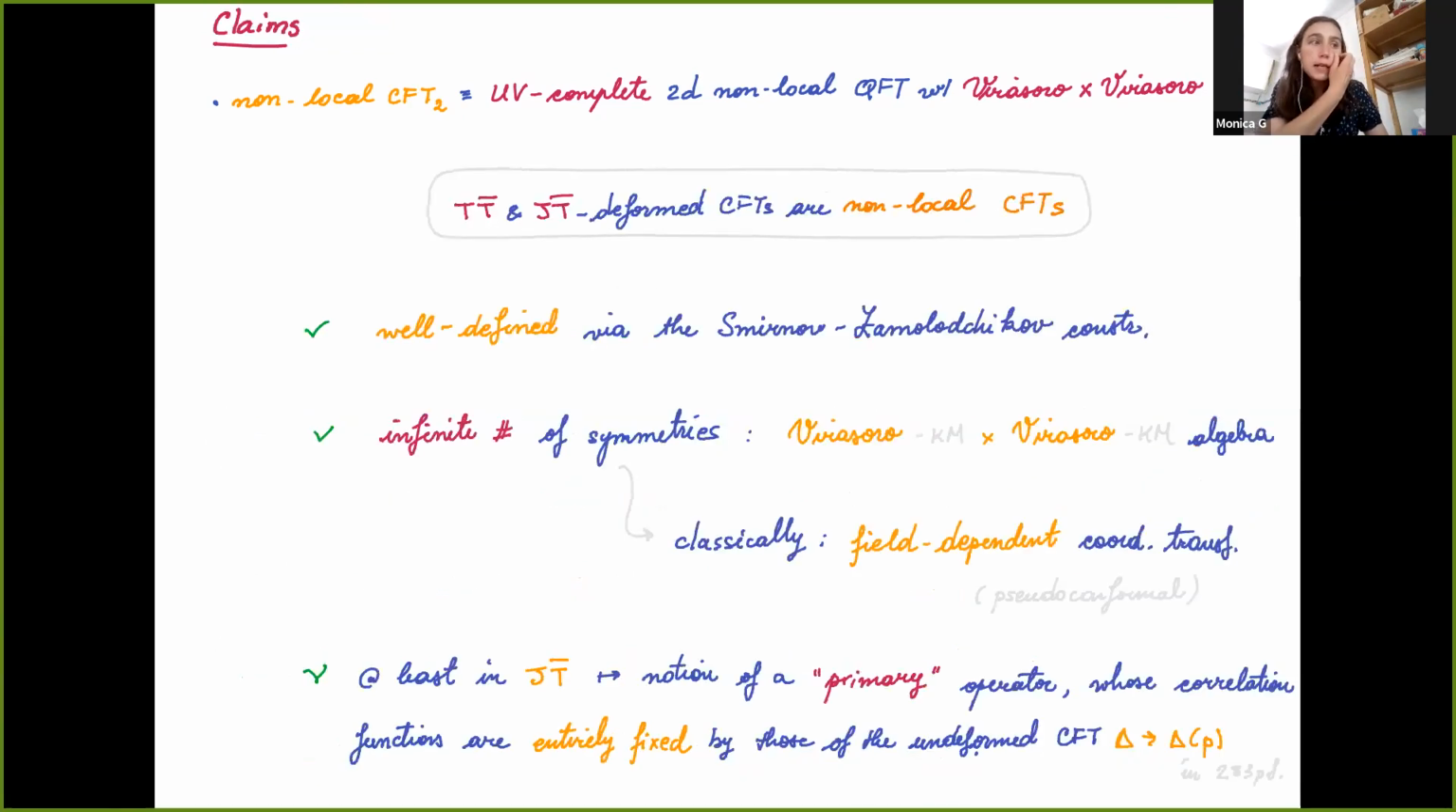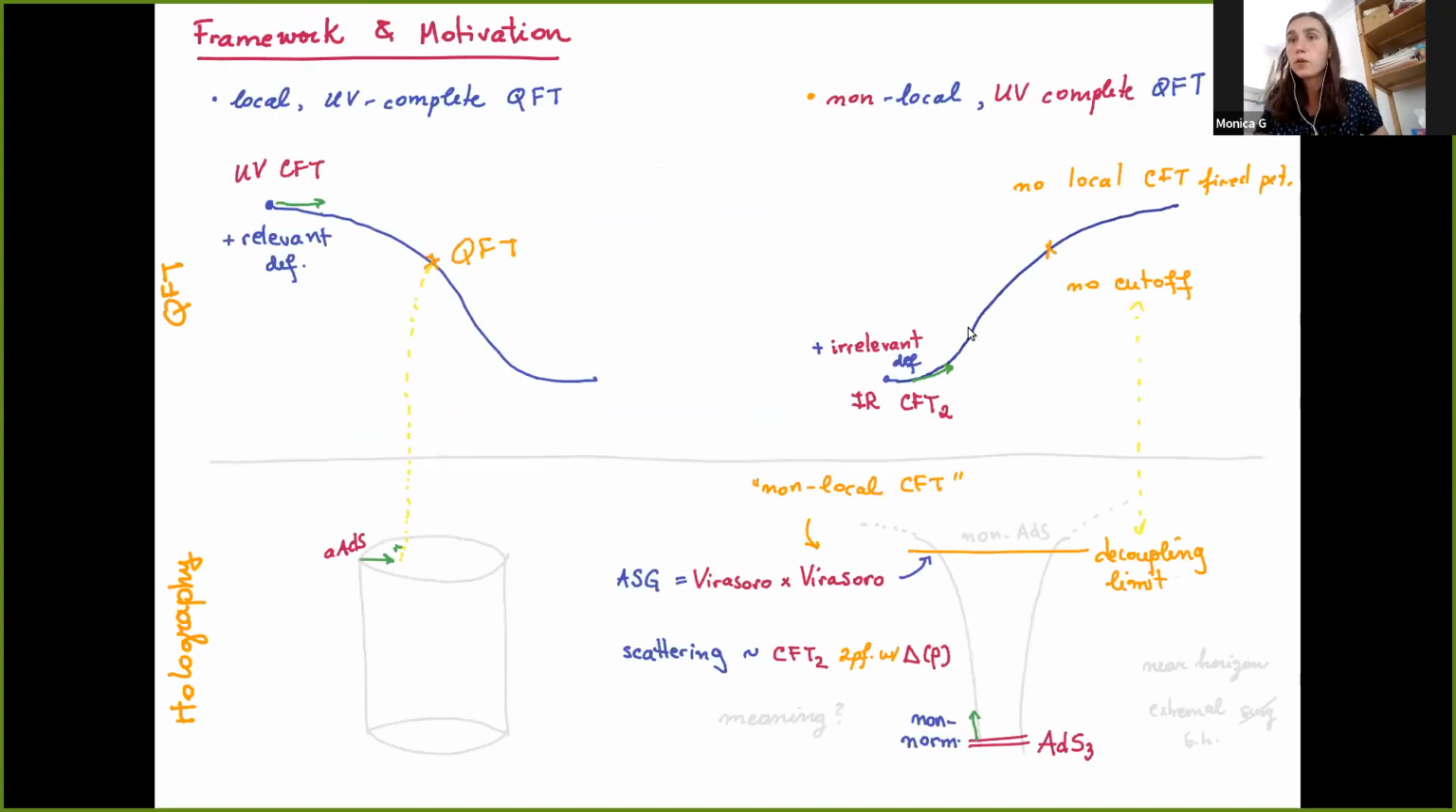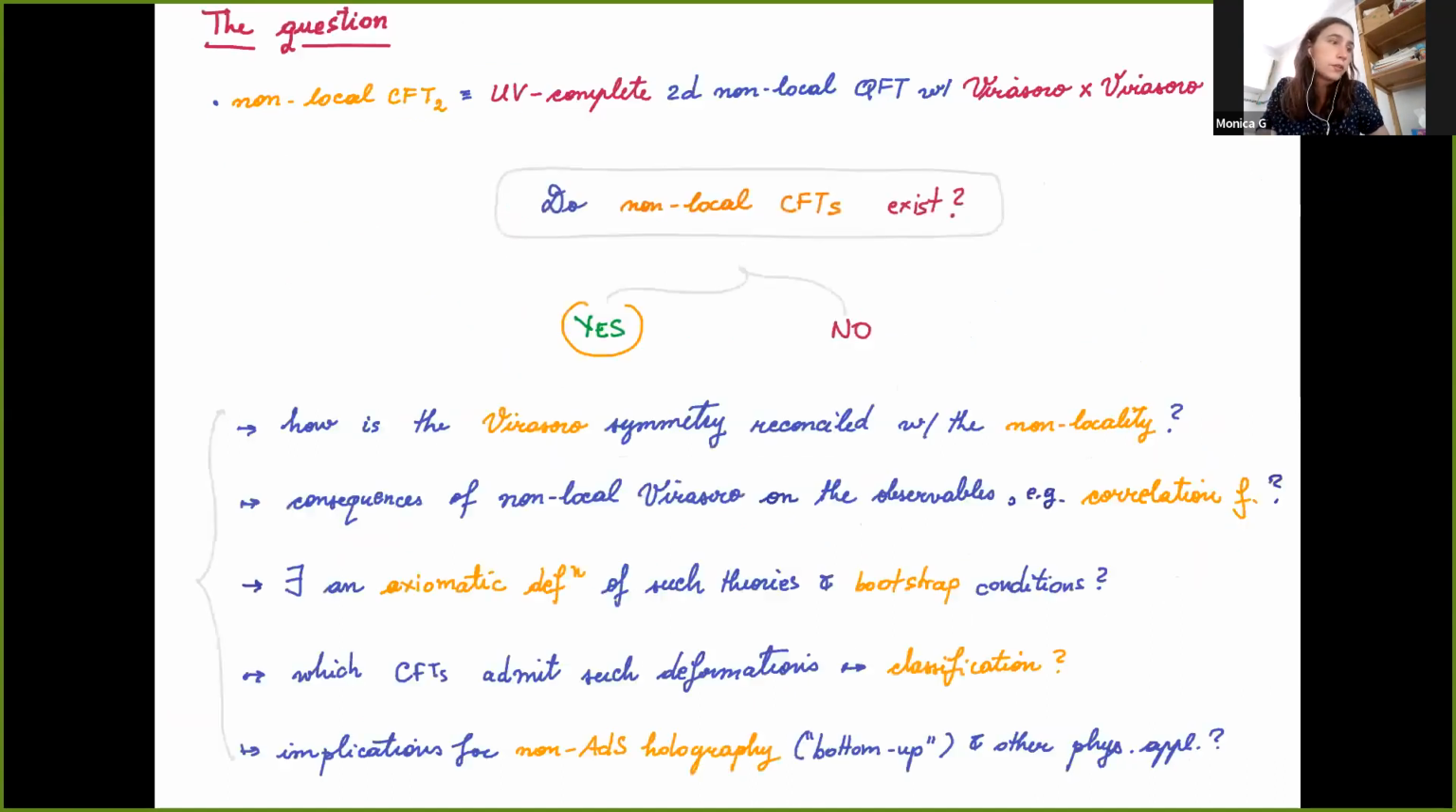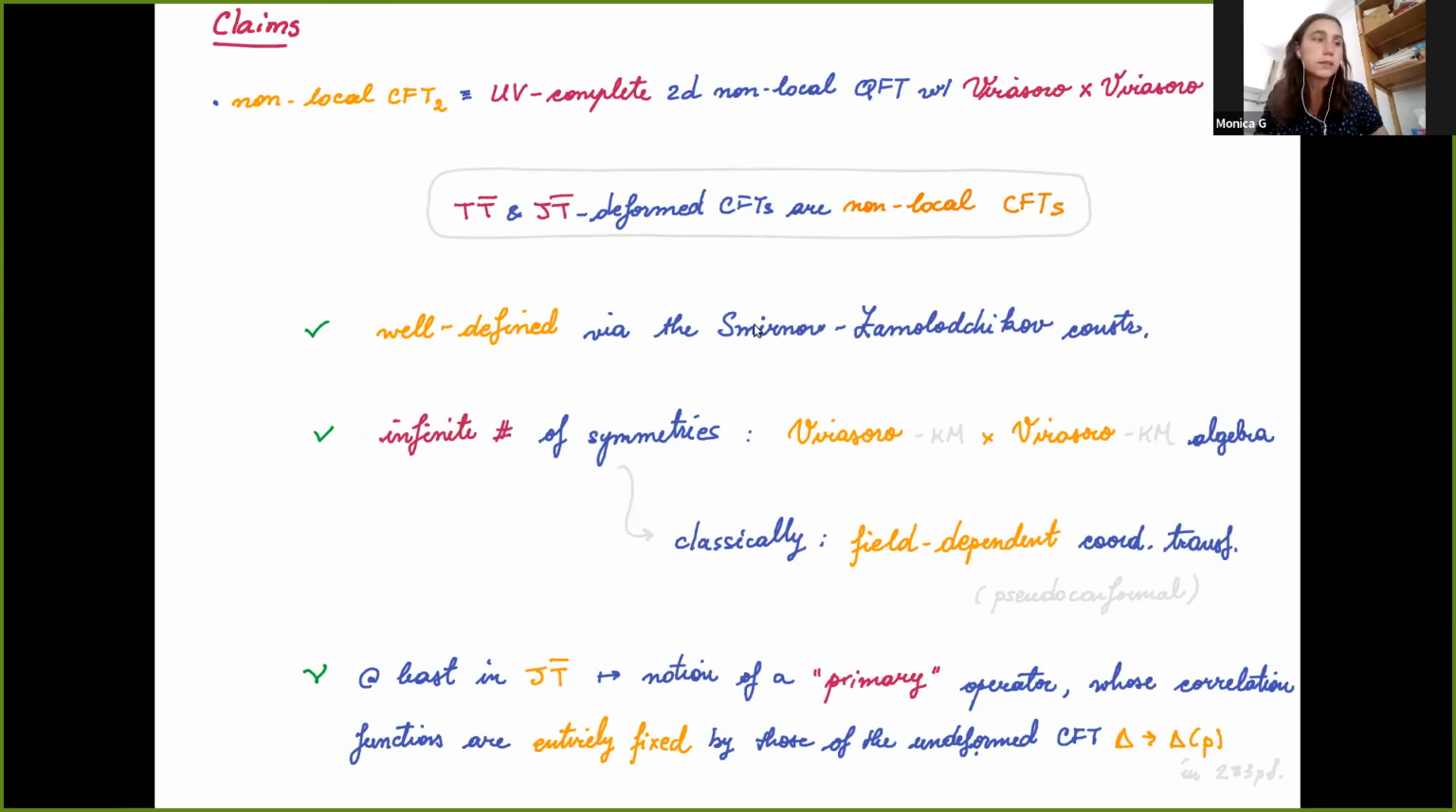Basically, the claims are that these theories, which go under the name of TTbar and JTbar deformed CFTs, are actually examples of non-local CFTs. As I tried to explain a couple of slides ago, the really difficult part is trying to define the irrelevant flow. That's really hard in general. But fortunately for these theories, this part of the work was done for us by Smirnov and Zamolodchikov. They came up with a well-defined irrelevant deformation up to a finite parameter. So what we're going to do is study the symmetries of these theories, and we can show that there's an infinite number of them. In the case of TTbar, they fall into two commuting copies of the Virasoro algebra, and in the case of JTbar, it's two commuting copies of Virasoro Kac-Moody.